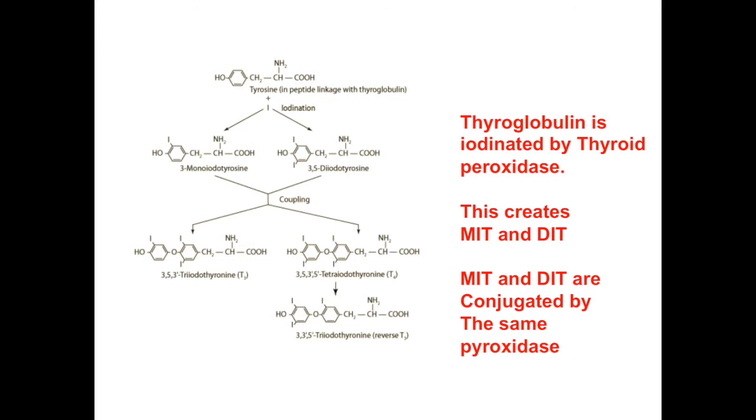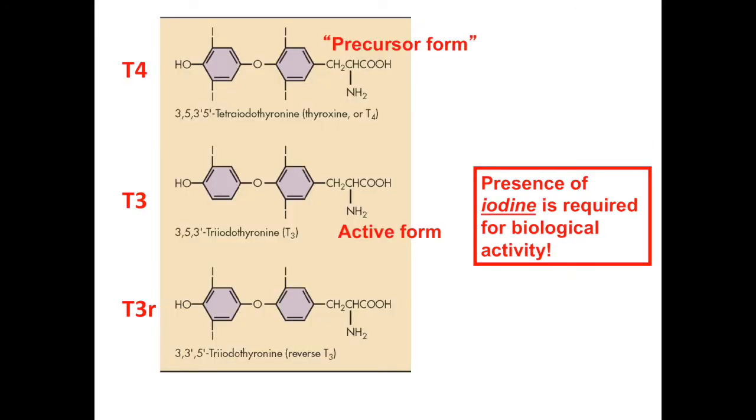So in the lumen of these follicular cells, you have thyroglobulin, and it's here that T3 and T4 is created. So the thyroglobulin is then acted on by iodination, and it creates monoiodotyrosine and diiodotyrosine, and then these are conjugated by the same enzyme to create T4, which, as I said earlier, is the precursor form, and then T3, which is the active form. Obviously, iodine is required for biological activity.